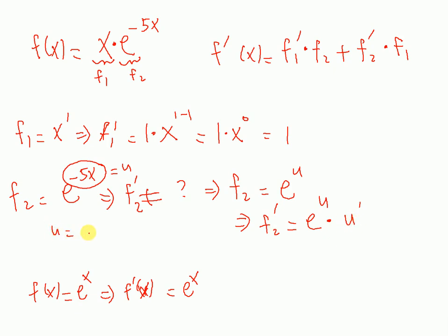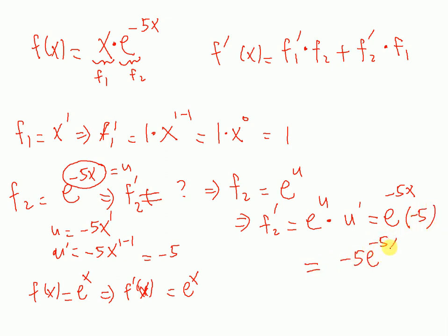And u is what? Minus 5x, x to the 1 here. So u prime, use the power rule, bring down the 1, so minus 5 times 1, still minus 5. x to the 1 minus 1, x to the 0, which is 1. So you have minus 5. So here we have what? e to the u is what? u is minus 5x, right? So e to the minus 5x, and u prime we already found, minus 5, and you can simplify it to be minus 5 e to the minus 5x.